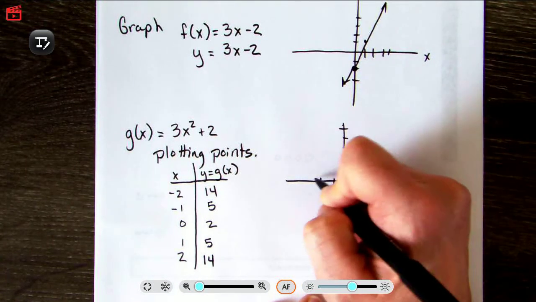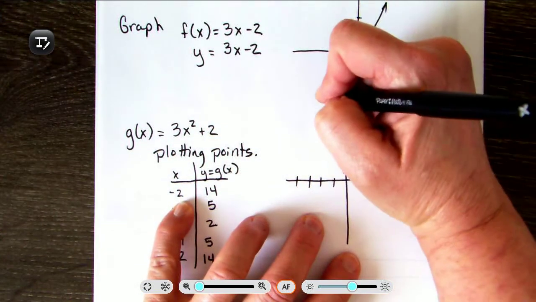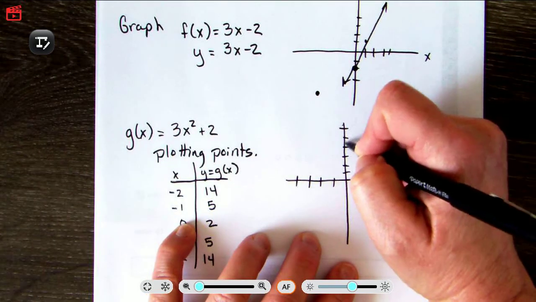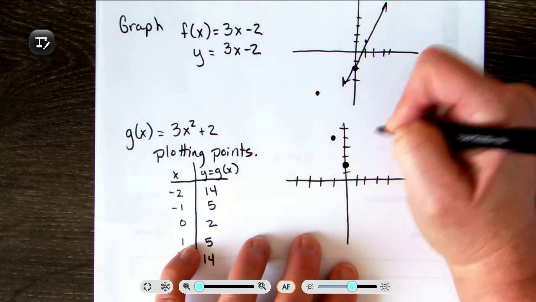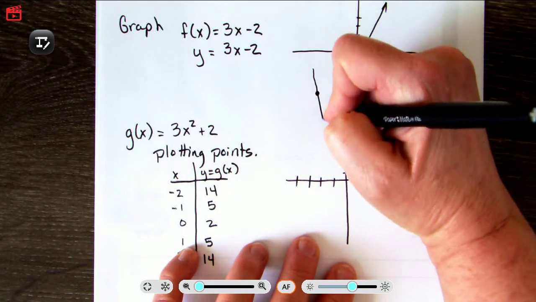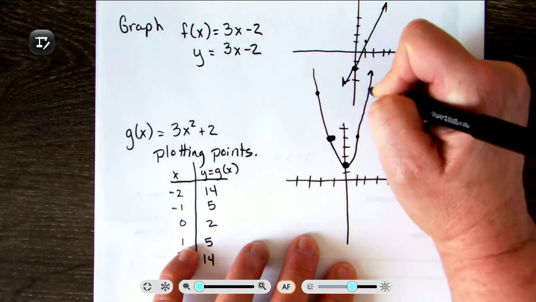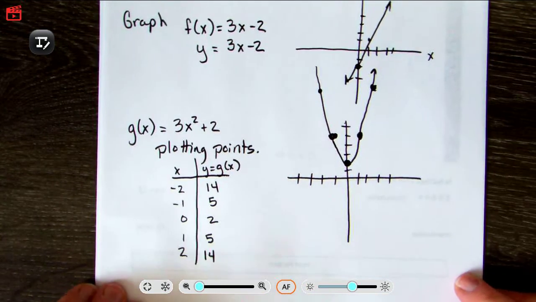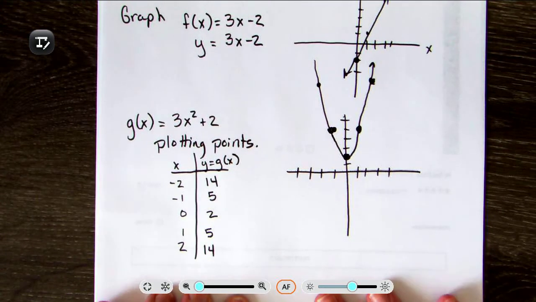I'm going to be off my paper relatively quickly. So -2, 14, so it's up here somewhere. -1, 5, 1, 2, 3, 4, 5. 0, 2, 1. And this we will eventually learn, whoops, I missed, is a parabola. So we get values that look like that. So there's my 3x squared plus 2.